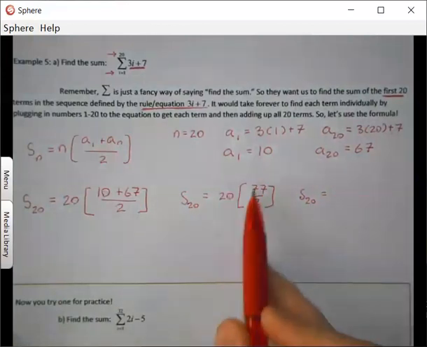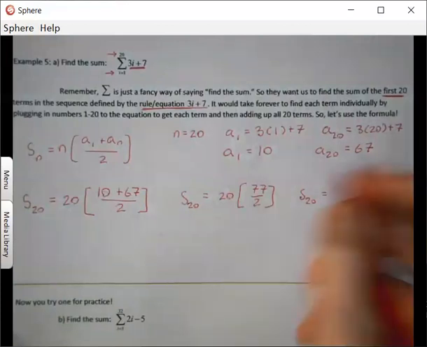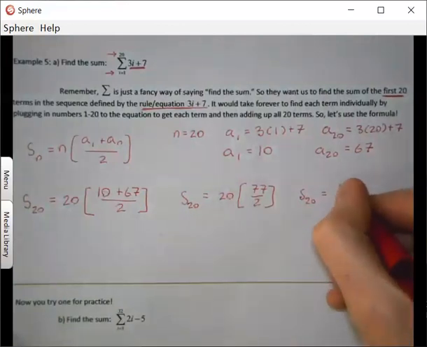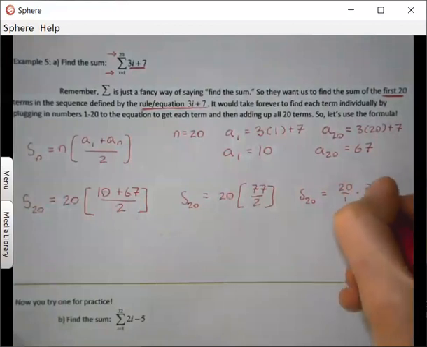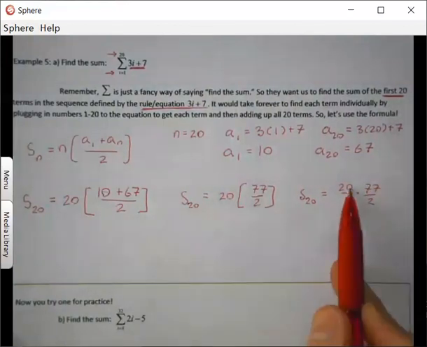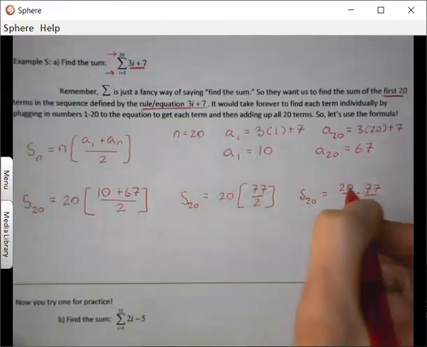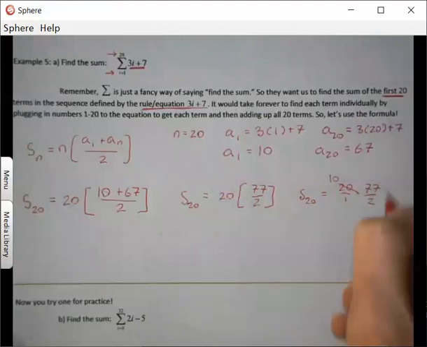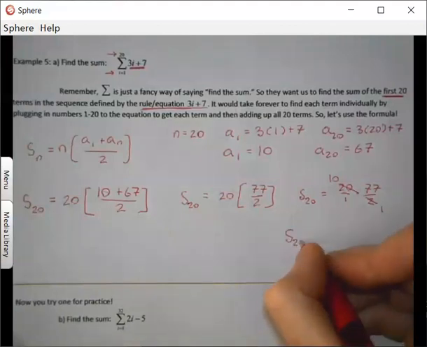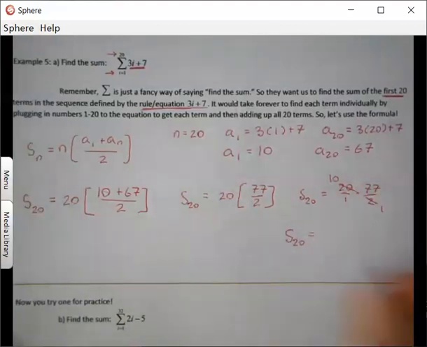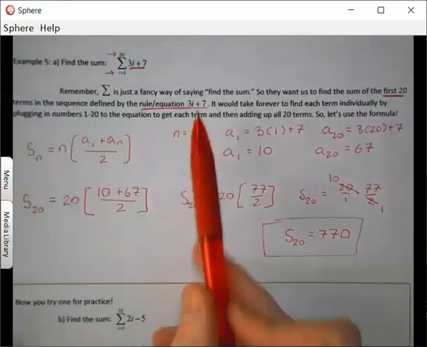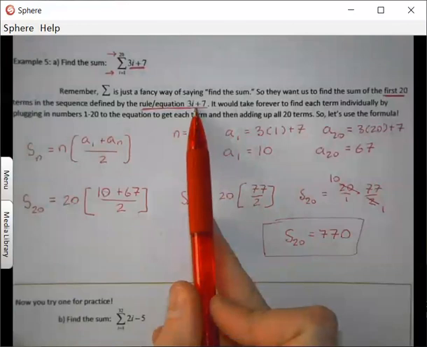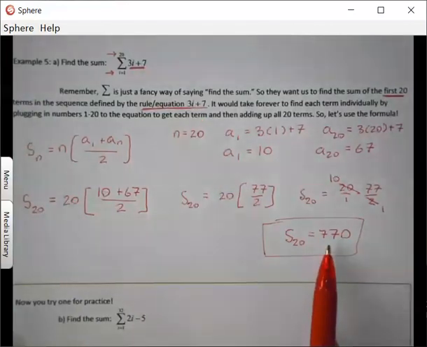Now here, we can do a little simplification before we multiply. I think like it's 20 over 1 times 77 over 2. We can reduce 20 over 2. 20 divided by 2 is 10. 2 divided by 2 is 1. So s sub 20 is going to be 77 times 10, or 770. So for this sequence, if we added the first 20 terms together, their sum would be 770.